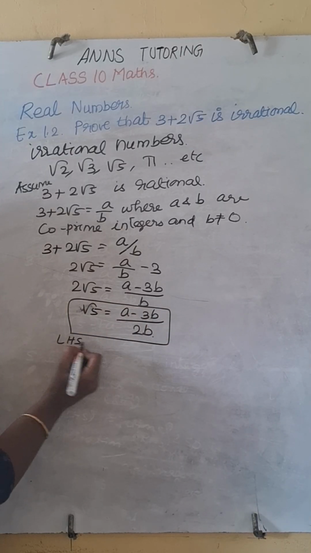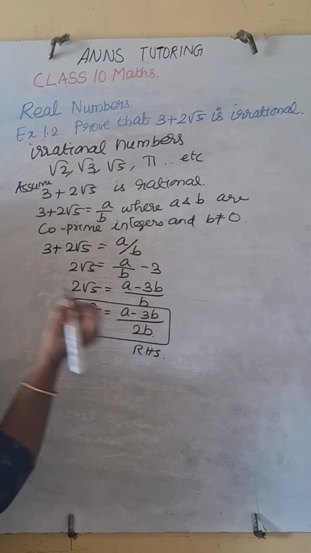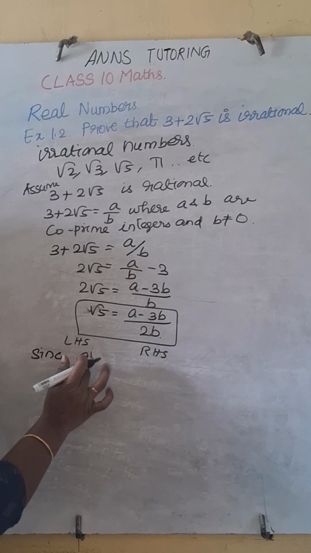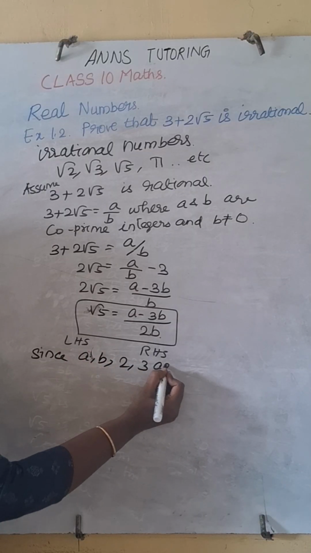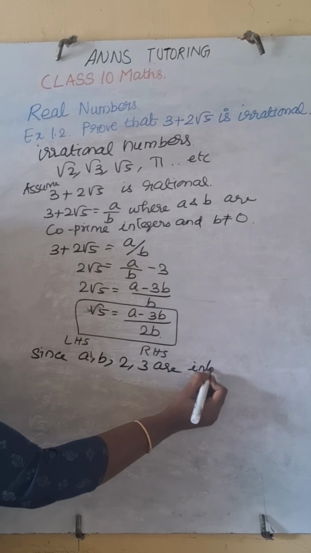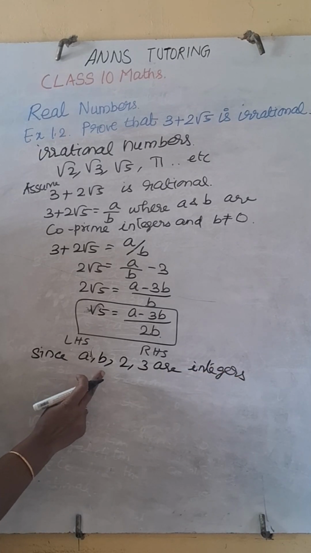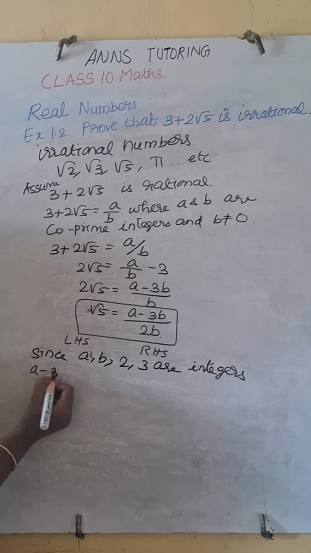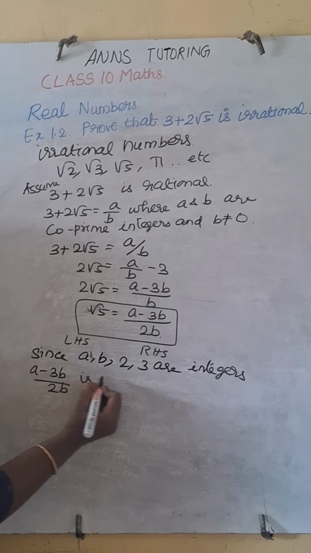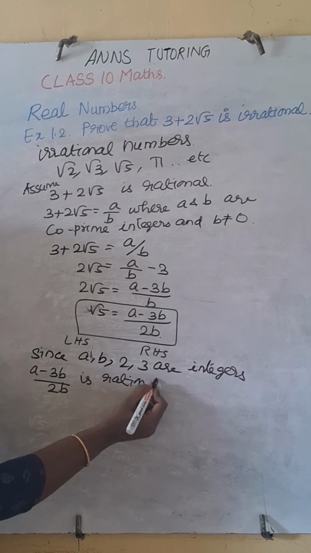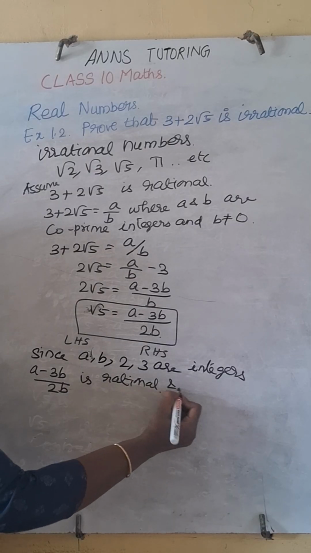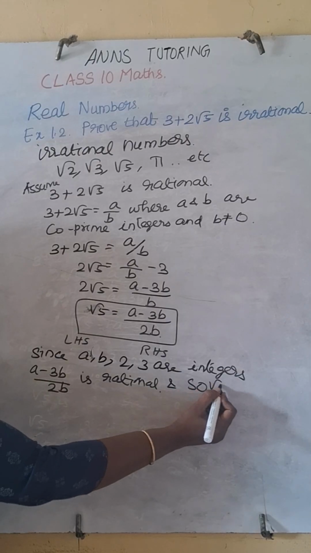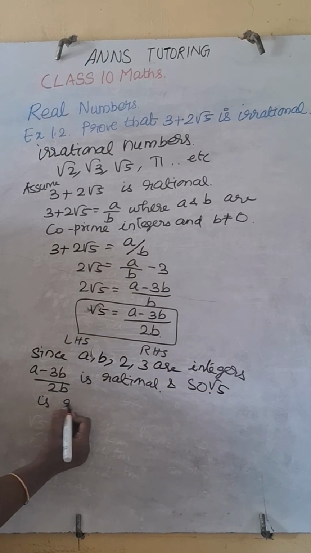So, left hand side, right hand side. Since a, b, 2, 3 are integers, a minus 3b divided by 2b is rational. Okay. And so the right hand side is rational, which means the left hand side, root 5, is rational.